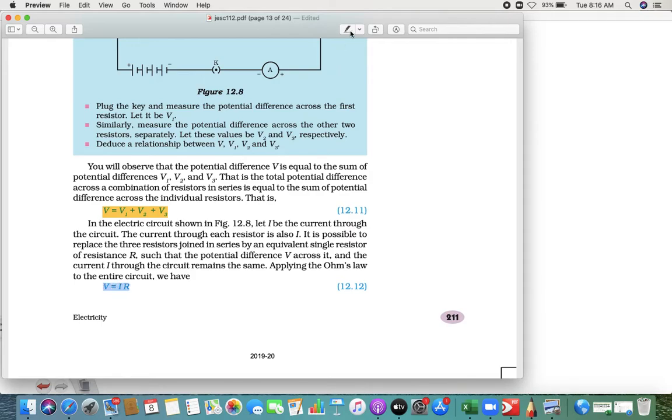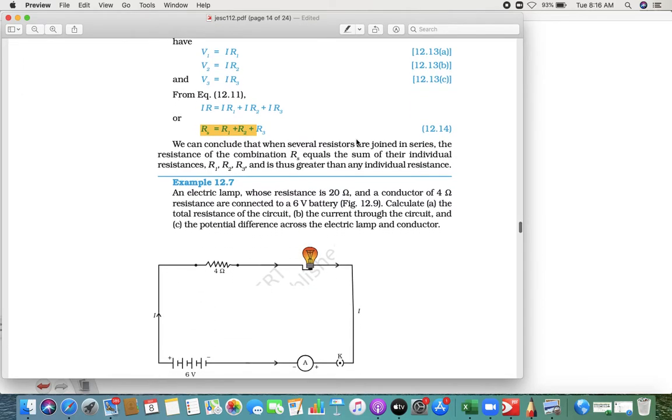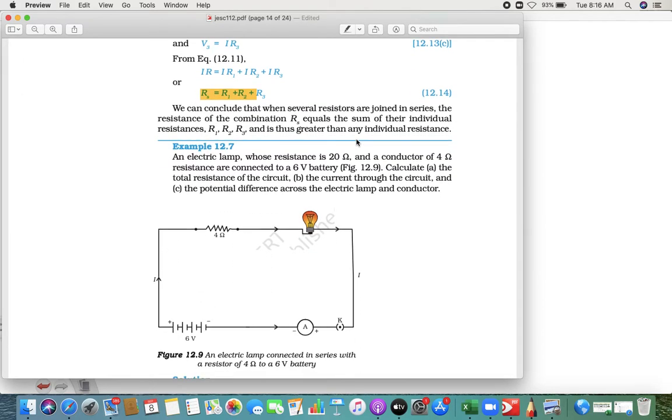And then, according to Ohm's law, we finally get an equivalent resistance. We call it equivalent resistance, RS. RS means the equivalent resistance in series, that is equal to the sum of the resistors: R1 plus R2 plus R3. Okay, so this is the first thing. Second is the equivalent resistance of a series connection. If you put 4 resistors or 5 resistors, it will become R1 plus R2 plus R3 plus R4.